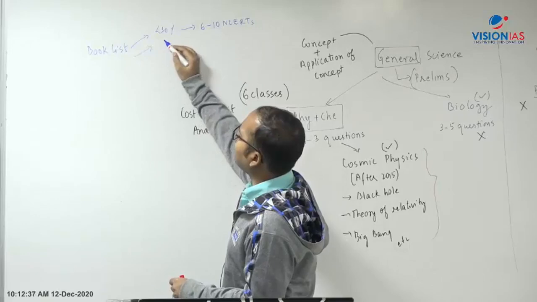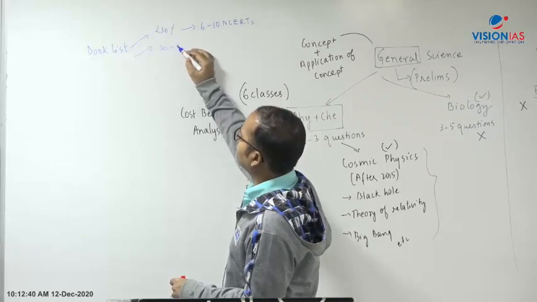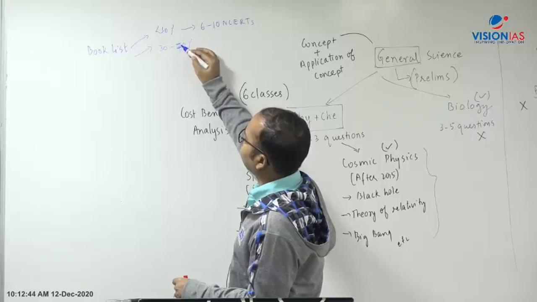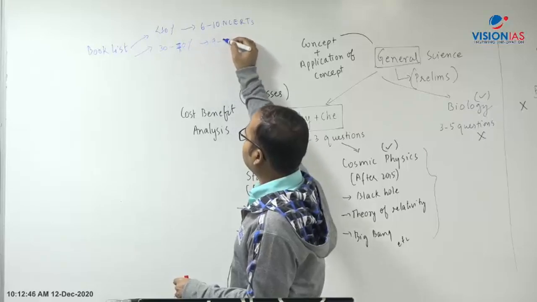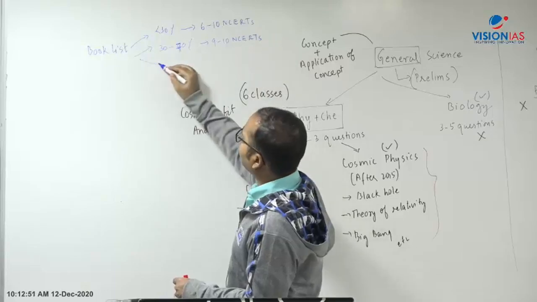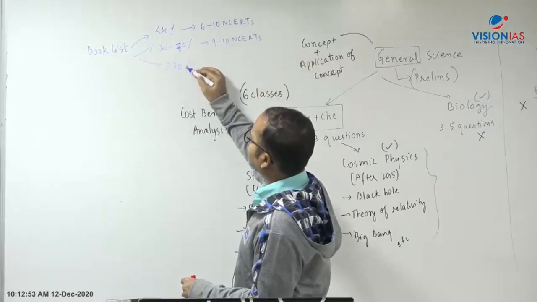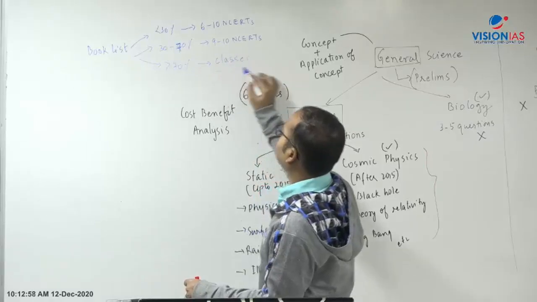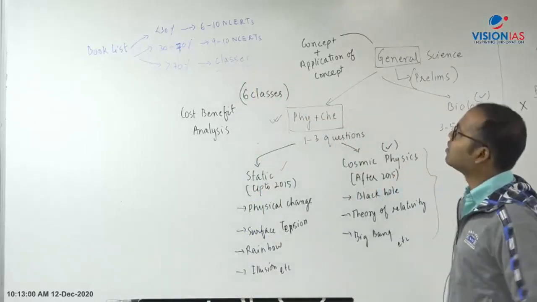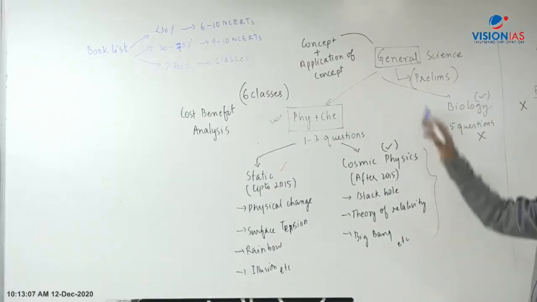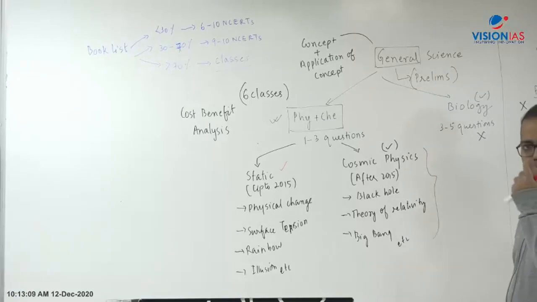If your retention capacity is between 30 to 70%, please go for 9th and 10th NCERTs. If your retention capacity is more than 70%, you can only rely upon classes. You can skip NCERT and shift your focus to other important subjects like polity, etc. This is how I would recommend the book list.